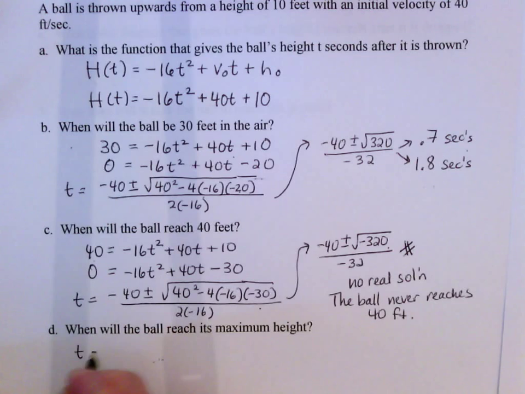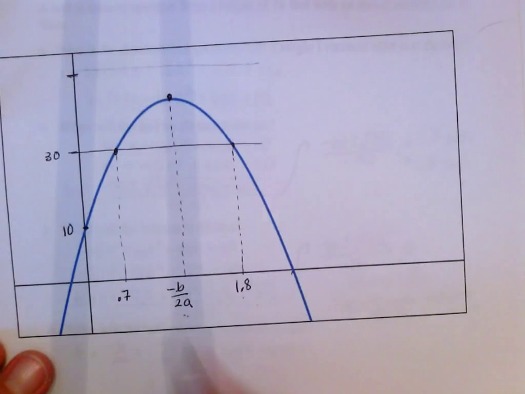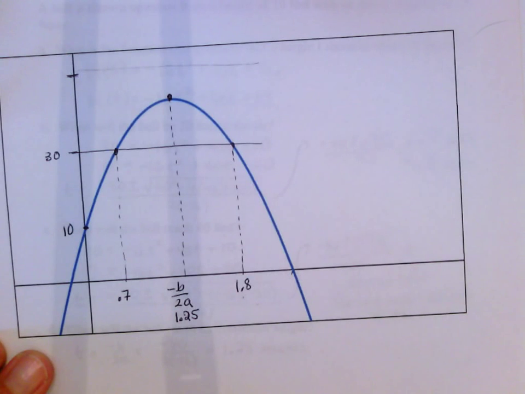So it's going to reach its maximum height when t is equal to negative b over 2a. Negative b would be negative 40, over 2 times negative 16. And that turns out to be 1.25 seconds. Okay, so that's when it reaches the maximum height on my graph right here. That's the x-coordinate, the t-coordinate of the vertex.